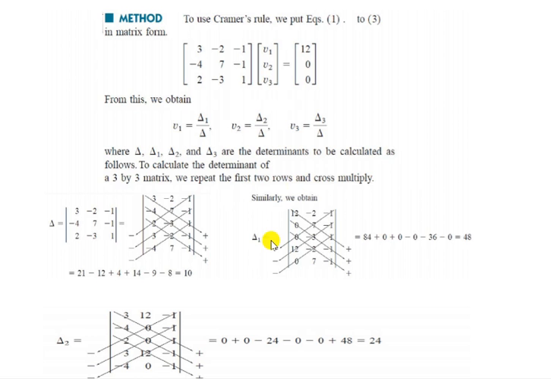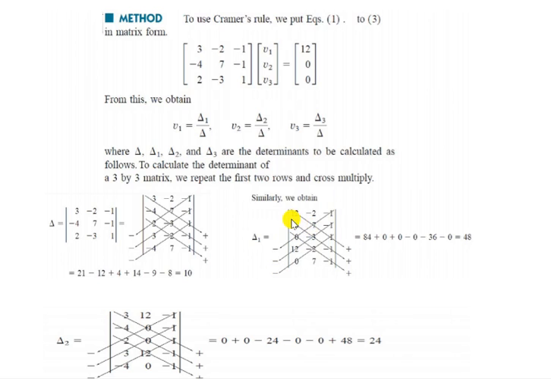Now to find out delta 1, what happens? You have to replace the first column by the constant term. So I have replaced this with 1200, and you have to write these first two rows again, and then diagonally you have to multiply 3 times, 1, 2, 3 times, and here you multiply by plus. And again from the right hand side you have to go diagonally, multiply 3 times, and here you have to multiply by minus sign.